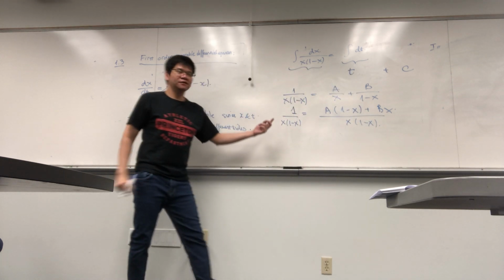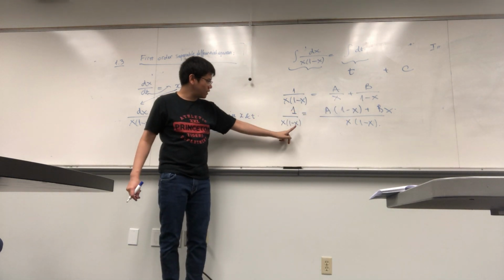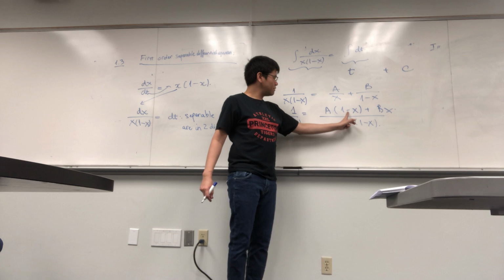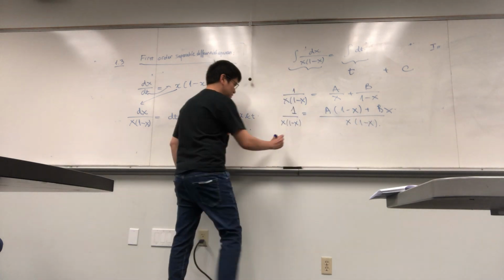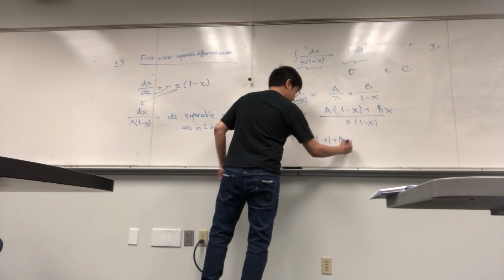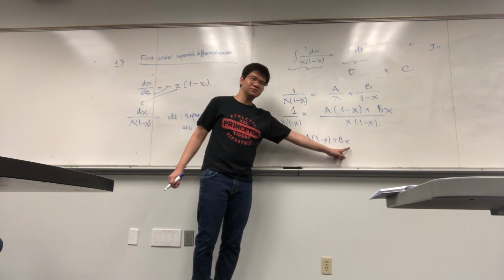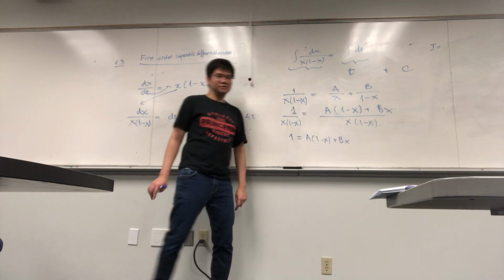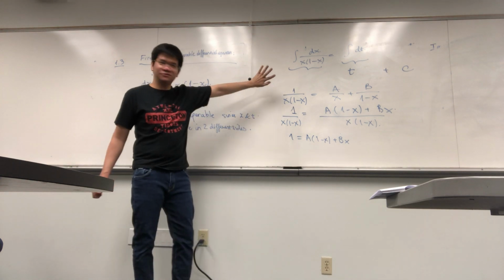So this is equal to this, meaning that 1 over x, 1 minus x is a times 1 minus x plus bx over x, 1 minus x. So this means that 1 is a times 1 minus x plus bx. I'm going to set x to be 1 so that this is 0, and I'm going to set x to be 0 so that this is 0.